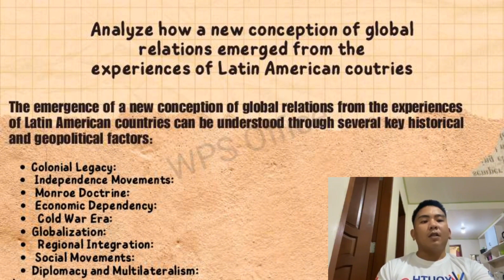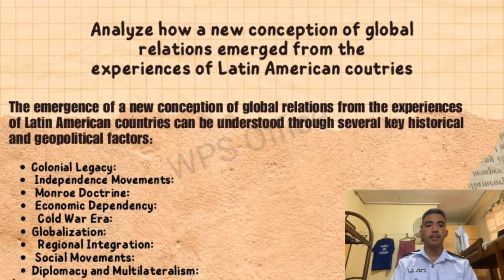Economic dependency. Latin American economic relations with the world have often been characterized by dependency on global powers, particularly the United States. This economic dependency has led to periods of economic instability and crisis, shaping the perception that global relations can be exploitative. That's all. Good day, sir.